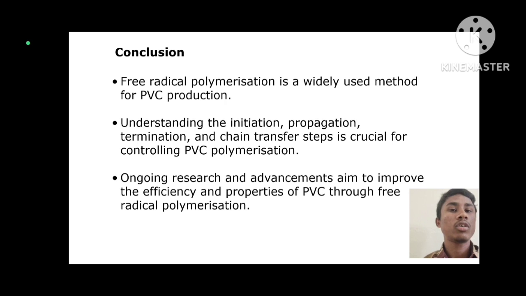Conclusion. Finally, I conclude that free radical polymerization is a widely used method for PVC production. Understanding the initiation, propagation, termination, and chain transfer steps is crucial for controlling PVC polymerization. Ongoing research and advances aim to improve the efficiency and properties of PVC through free radical polymerization.